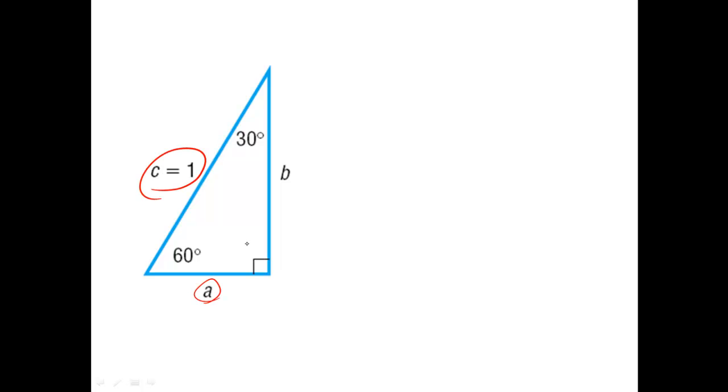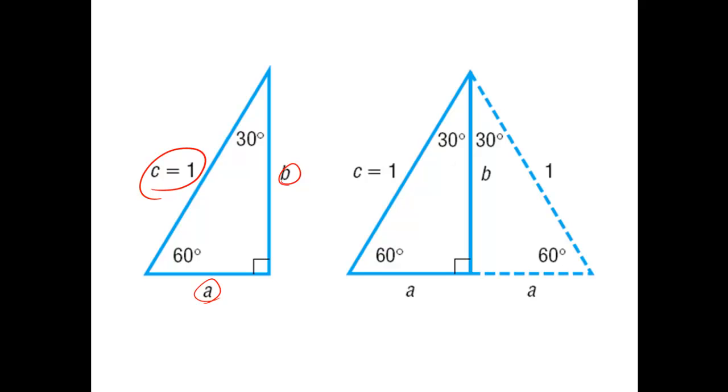And I need to find what A and B are, because those are going to be the X and Y coordinates of that point. What I'm going to do is create another 30, 60, 90 triangle right next to that that's exactly congruent to it. What I have created then is an isosceles triangle, and the base angles are 60, so what I really have created is an equilateral triangle, because this third angle has to be 60. So if all of the angles are the same, then all of the sides are the same. So this side has to be 1. And I now know that the A is 1/2.